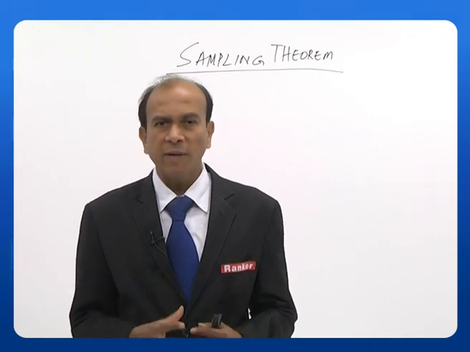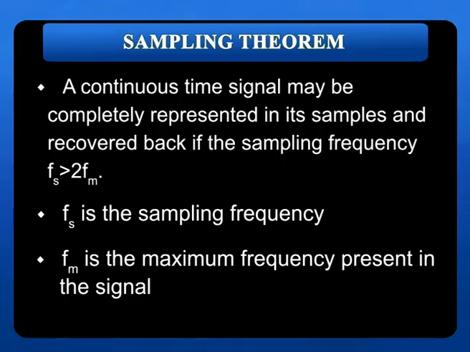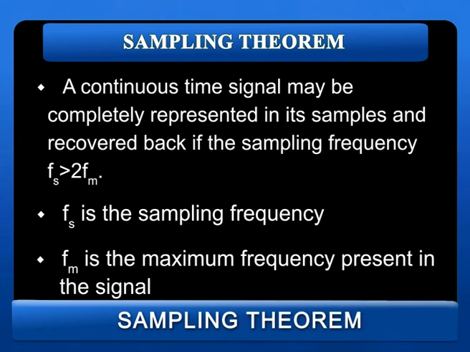Sampling theorem is very important. It states as follows again: a continuous time signal may be completely represented in its samples and recovered back if the sampling frequency Fs is greater than 2Fm, where Fs is the sampling frequency and Fm is the maximum frequency present in the signal.